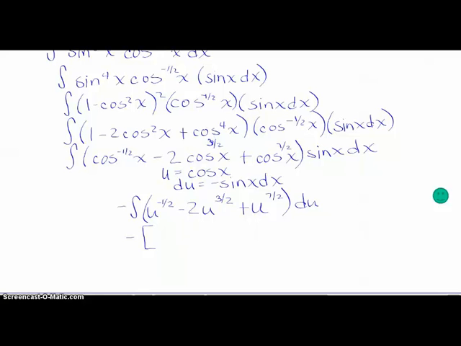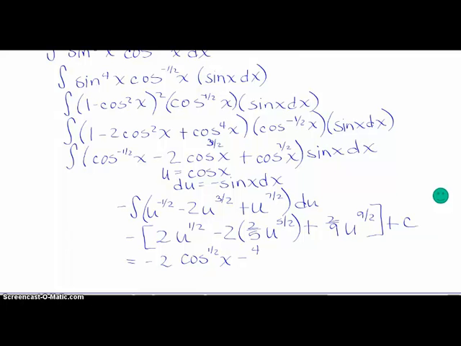So let's see. 1 over 1 minus 1/2 is 1 over 1/2. So that's 2u to the 1/2, minus 2 times 3/2 plus 2/2 is 5/2. 1 over 5/2 is 2/5, plus 7/2, 9/2, 2/9, u to the 9/2 plus c. So negative 2 times cosine of x to the 1/2, minus 4/5 times cosine of x to the power of 5/2, plus 2/9 times cosine of x to the power of 9/2, and that negative gets distributed all the way through, plus c.